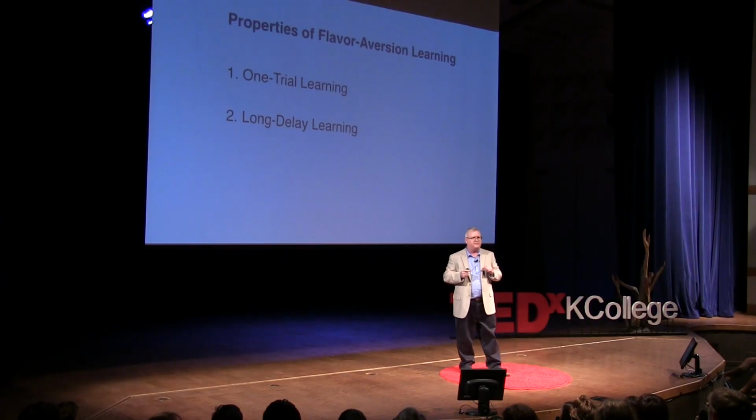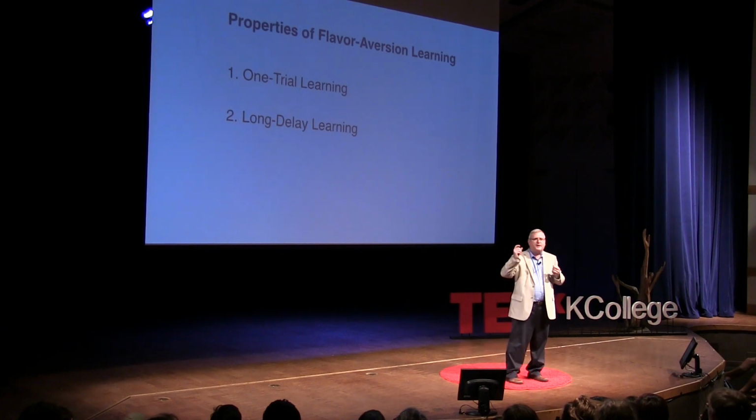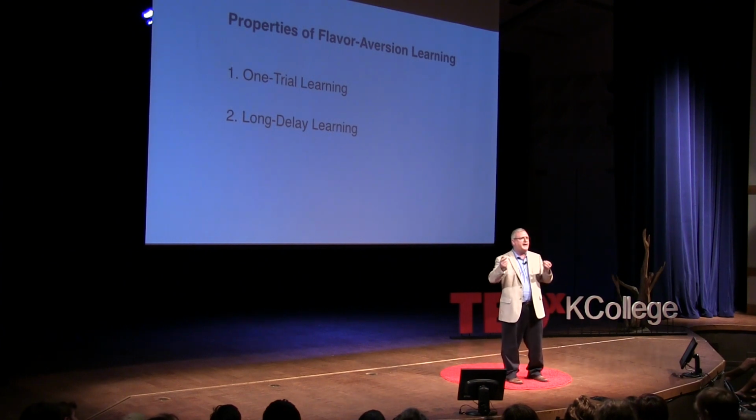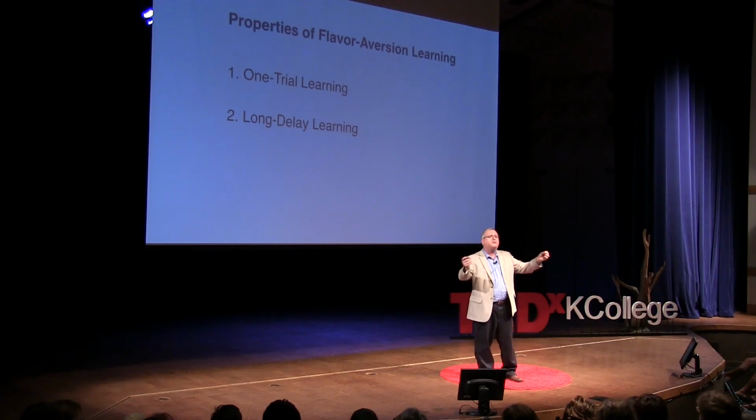Long delay learning. Typically, when illness follows consumption of food, you're easily able to make that association. However, many toxins are slow acting, and they might not have their physiological effect for a number of hours after they've entered the body. Luckily, flavor aversion learning can overcome these delays.